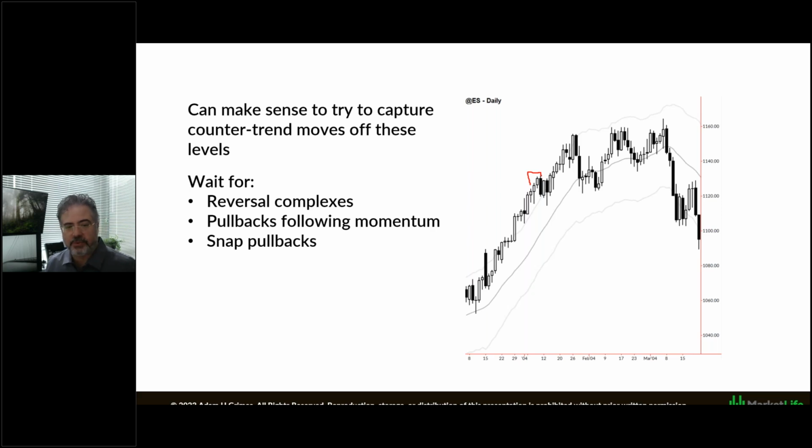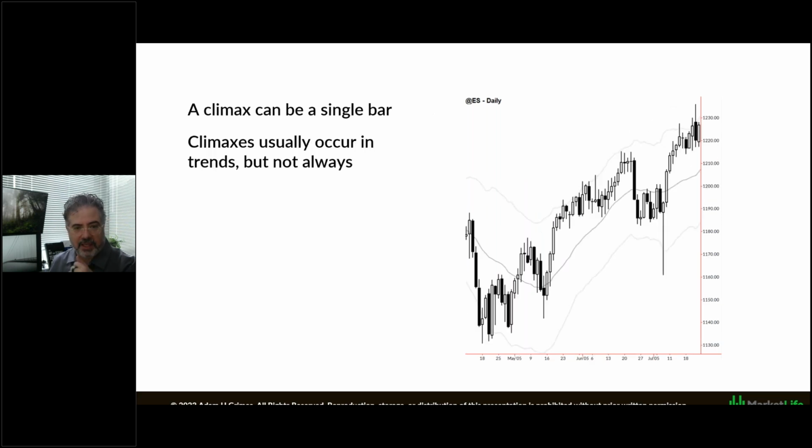This is not the best way to trade, but it is certainly one possibility, one way to think about these climax areas. A climax can be a single bar. Look at this. So here's a climax that breaks some of our rules, right? We're looking at the bar that I highlighted there. This is not a mature downtrend. This is not an extended downtrend. This is not a downtrend that has reached multiple legs.